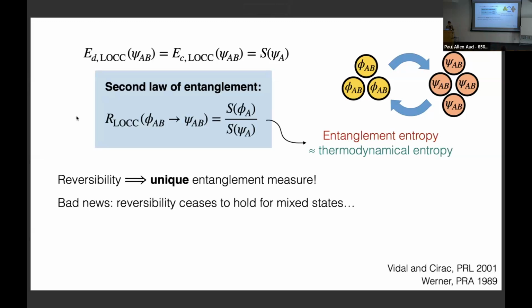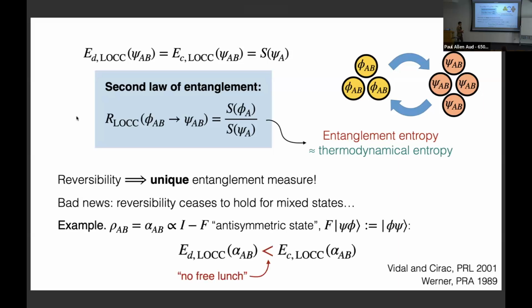And so now the bad news is that this ceases to hold for mixed states. This was found by Vidal and Cirac at the beginning of the century, I guess. And so my favorite example, which is not the one Vidal and Cirac gave, is the antisymmetric state.